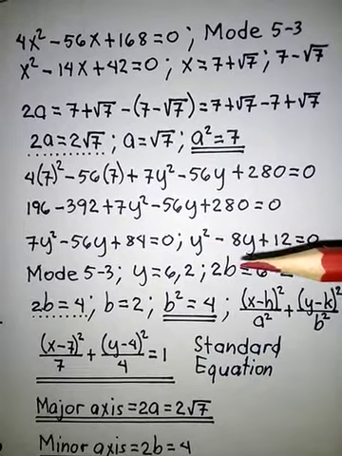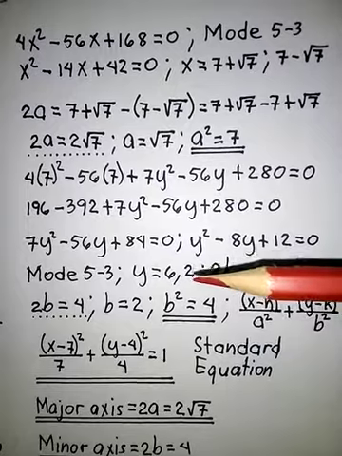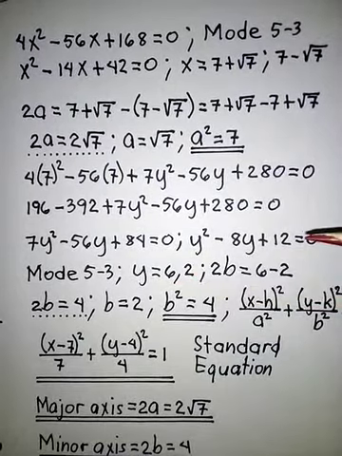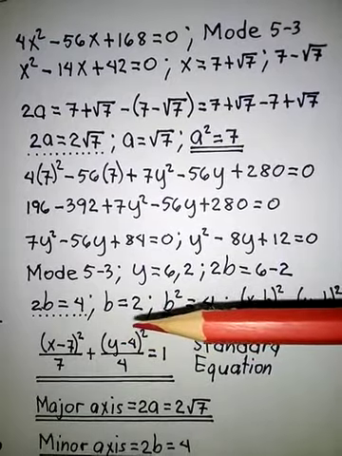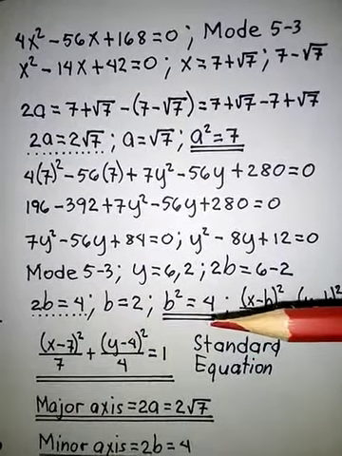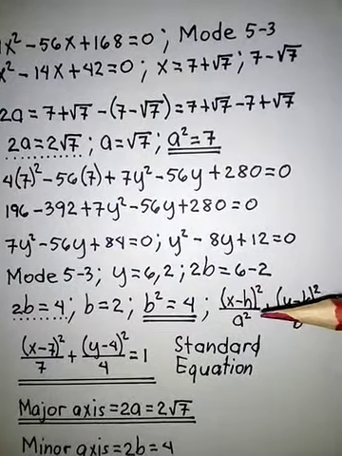And to solve for the minor axis 2b, simply get the difference between the two answers here. So 6 minus 2, so 2b is equal to 4, and b is equal to 2. So b squared is equal to 4. So now, we have the standard equation for the ellipse.